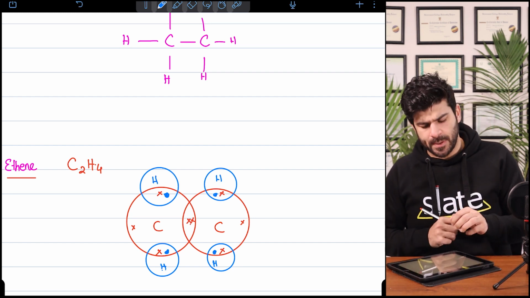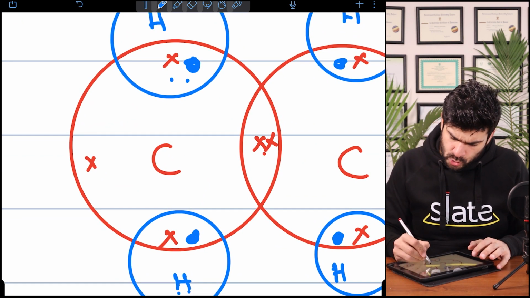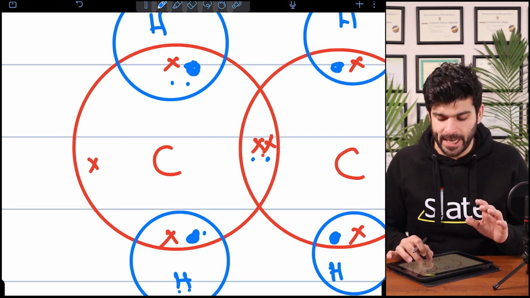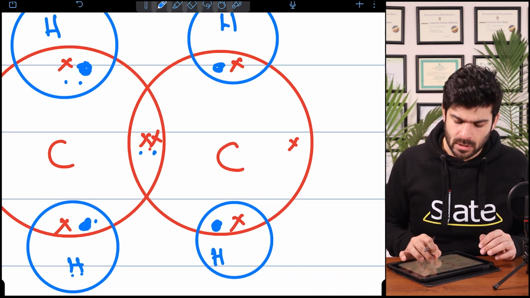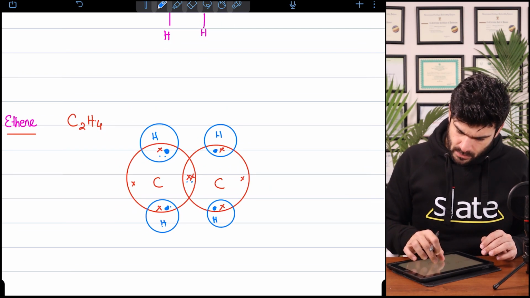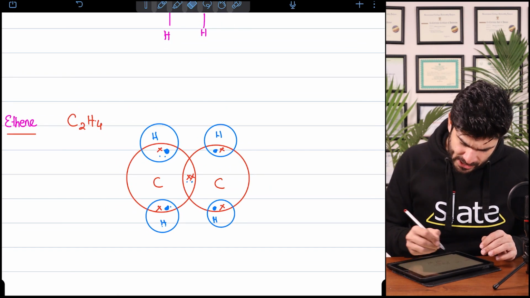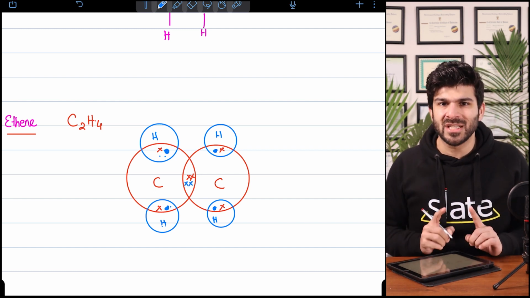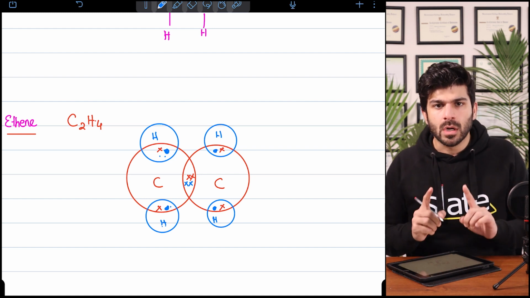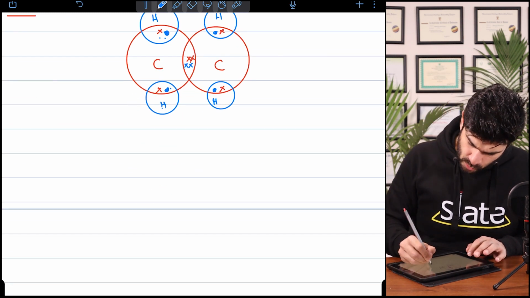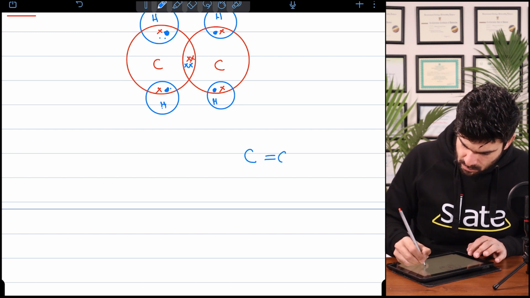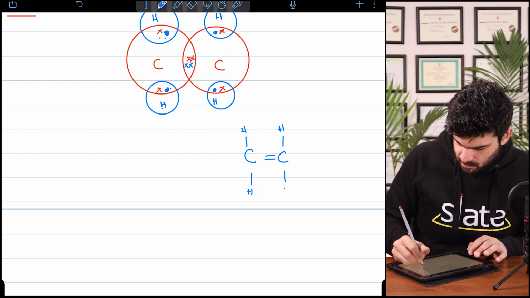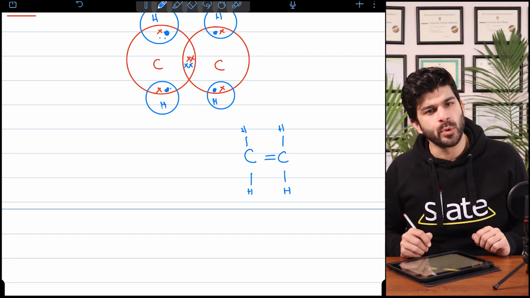But the carbon is not yet stable. Why? 1, 2, 3, 4, 5, 6, 7. 7 electrons. How many does it need? 8. Likewise, this carbon isn't stable either. What will they do? They will share even this electron with each other. So there are 2 electron pairs being shared between the 2 carbon atoms. So what would be the structure like? Double bond. So that's how you do it.